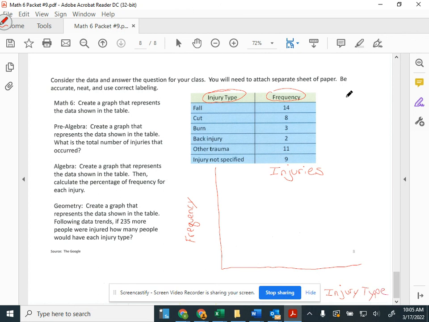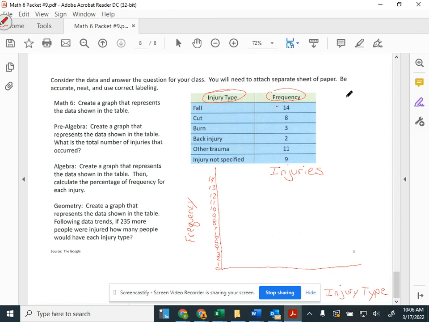Now I'm going to actually put stuff on my graph. So going up, I'm going to put my numbers. What number do you think I should start at? 0. 0 would be at the line. And then I'm going to number them going up. How high up should I go? To 14, because that's the highest number. 14 is the biggest number, so that's as high as I need to go. What should I put on the bottom?